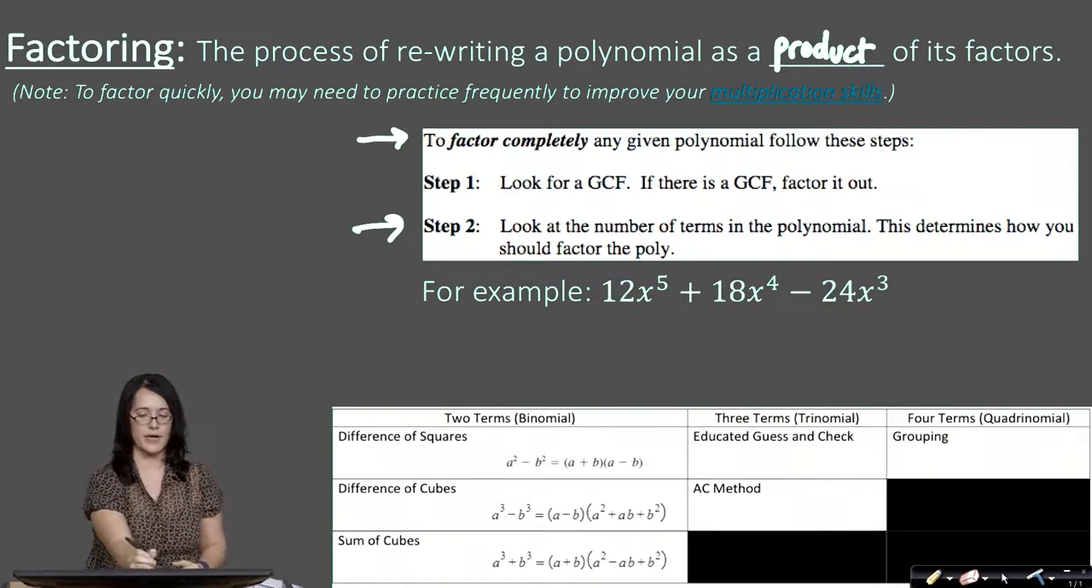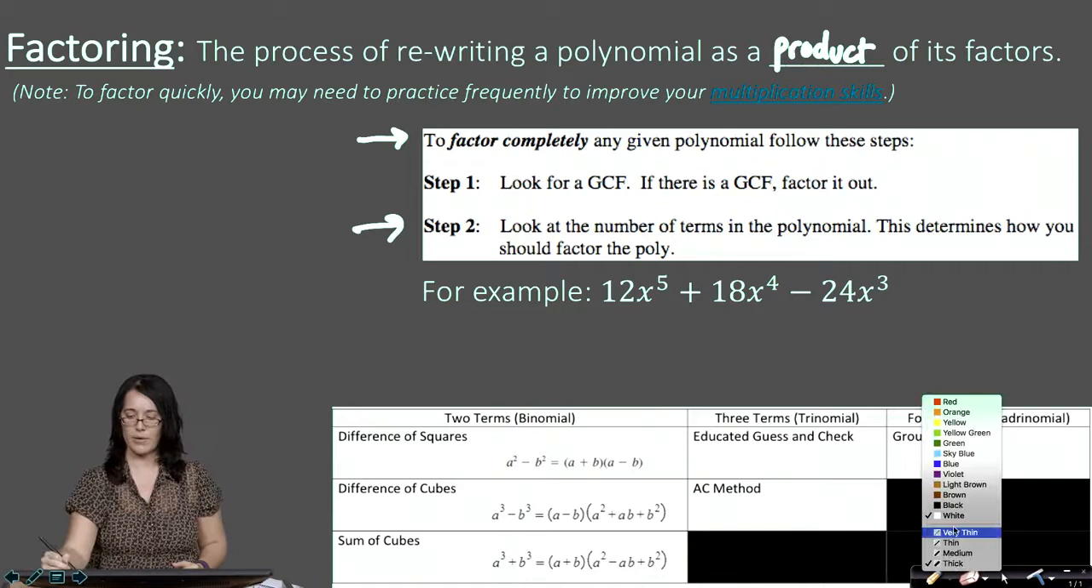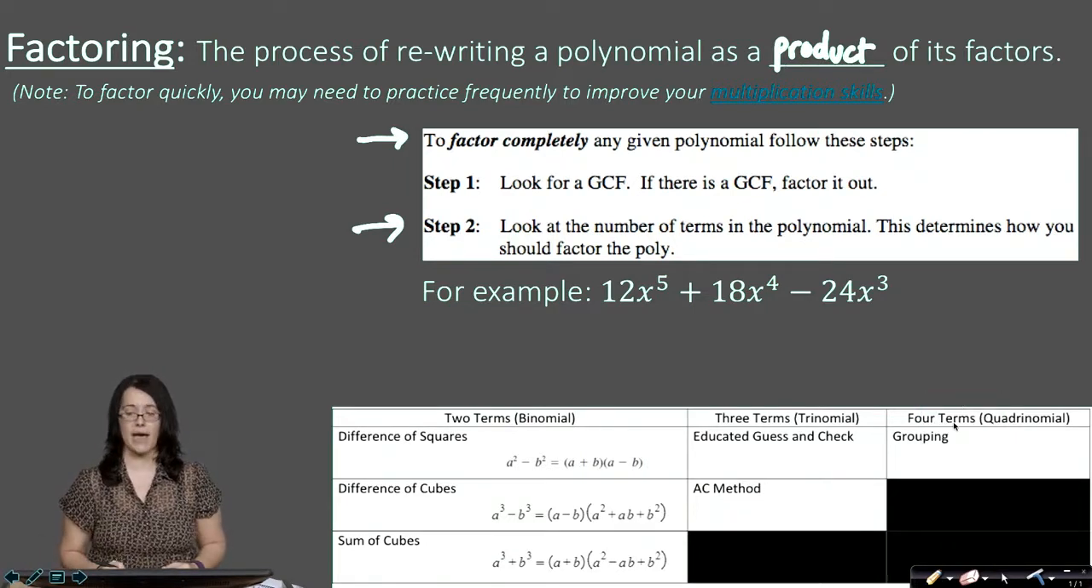So let's take a look at our example here. We're told that we have 12x to the 5th power plus 18x to the 4th power minus 24x to the 3rd power. And we're asked to factor out the greatest common factor. So we have to look at all 3 terms. This is a trinomial, 3 terms. The degree right now is 5.